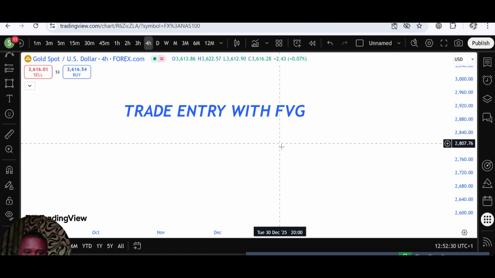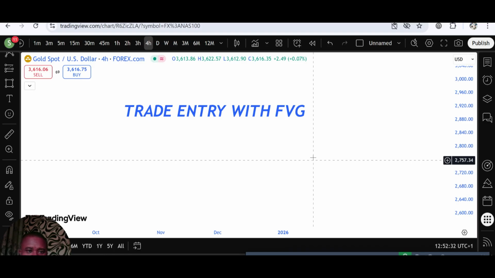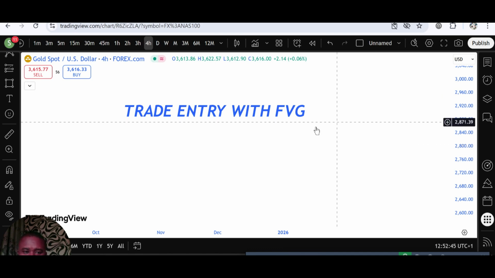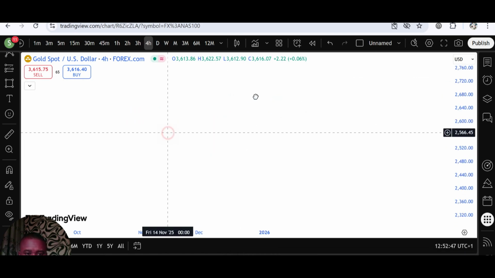Before we start, what is FVG? What is fair value gap? Fair value gap is when you have a gap between three consecutive candles, be it bearish candles or bullish candles. Without wasting time, let me show you an example.